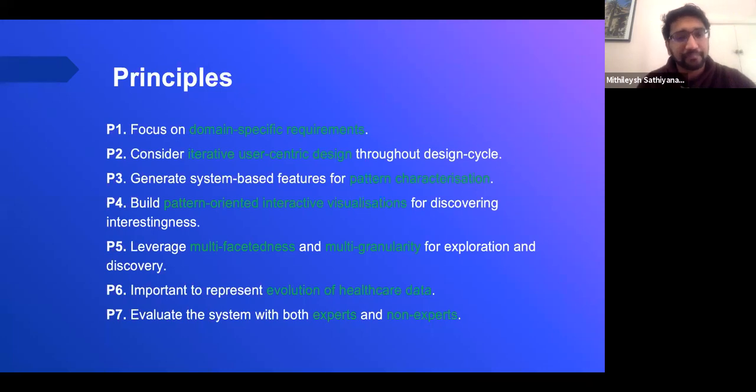In terms of principle 6, it's very important to represent the evolution of the data of a particular patient. That's where you understand what happened in the past, what's happening currently, and what can potentially happen in the future. So that gives you a very good space to understand the evolution of the particular patient's data. And as principle 7, we close the principles by evaluating the whole system with both experts and non-experts. Let's not stick only with the experts, because information even from the non-experts gives you better validity.